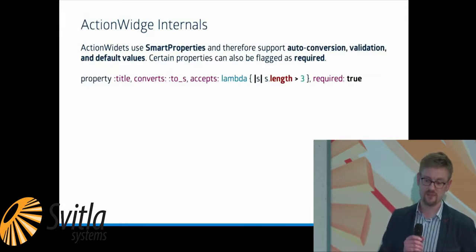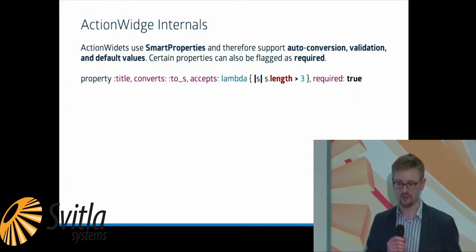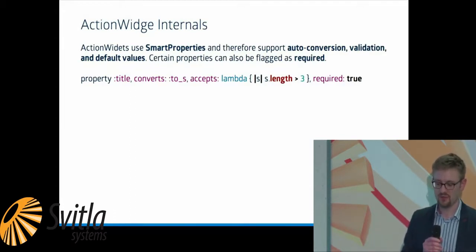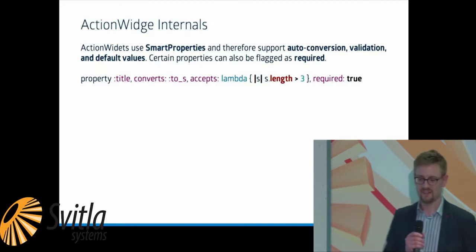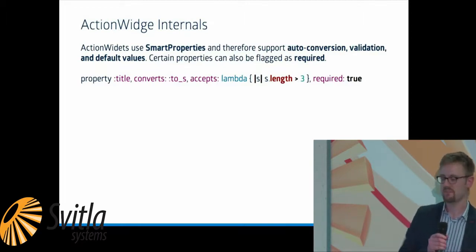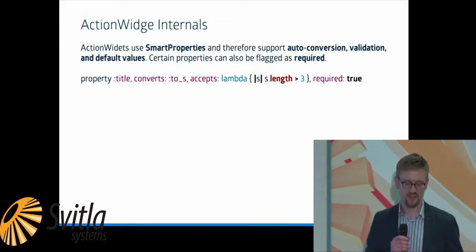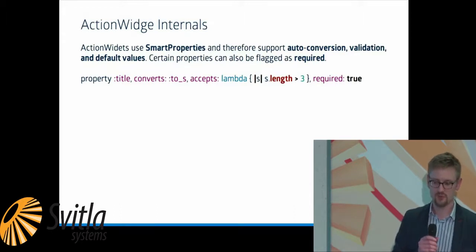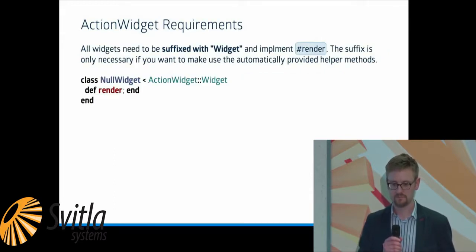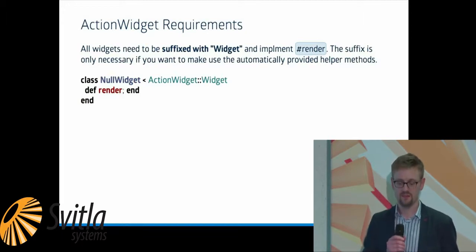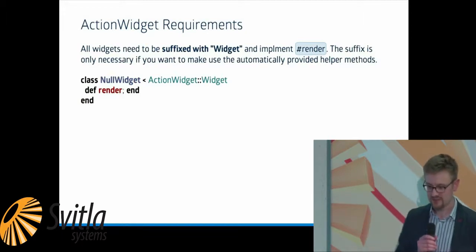Again, they use smart properties which allow you to do auto-conversion, validation, and default values. And this comes in really handy when you model widgets, because it is easy to just miss out some HTML and maybe misspell a class name. But if you define a property, for instance, for the panel that it has to have a title, then the widget will just tell you, if you don't provide it with a title, it will raise an argument error telling you that you just misused the component. And the only thing you need to implement in order for a widget to be recognized as such is the render method.